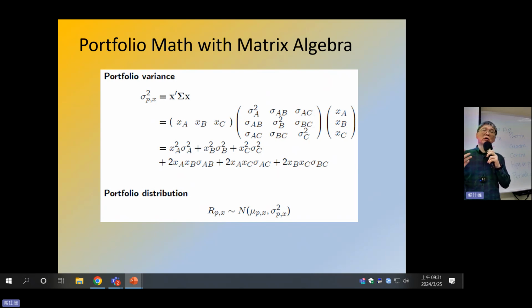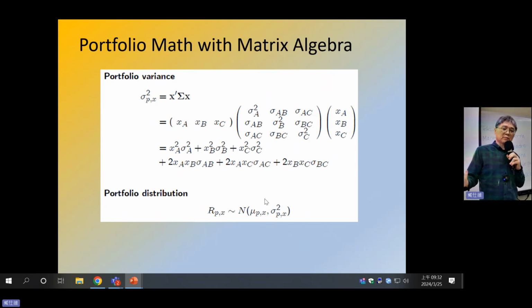But this is very straightforward. If you're really confused with the equation, you can just use two assets to do the calculation. If you know how to calculate two-asset portfolio variance, then you can extend from two assets to three assets. So this is the case for three assets. And then we can derive the portfolio distribution.